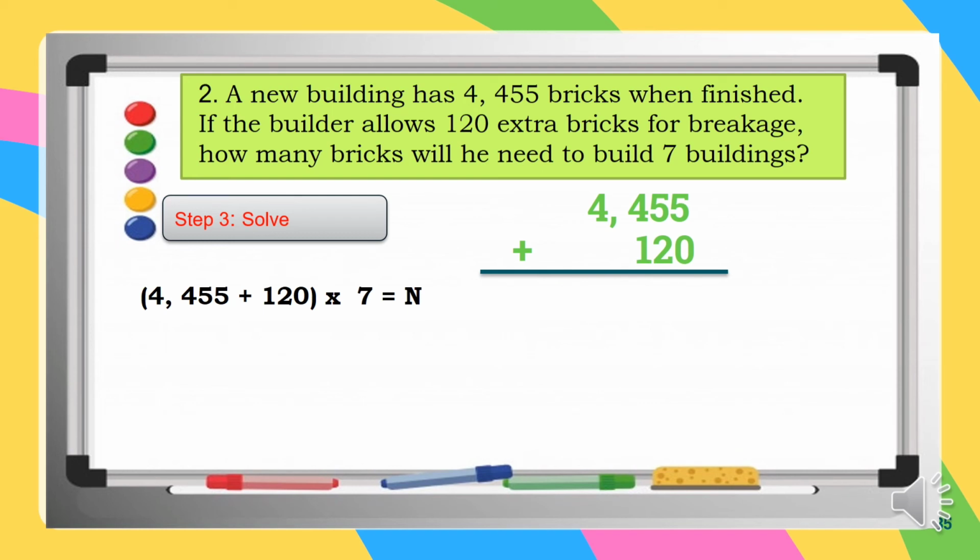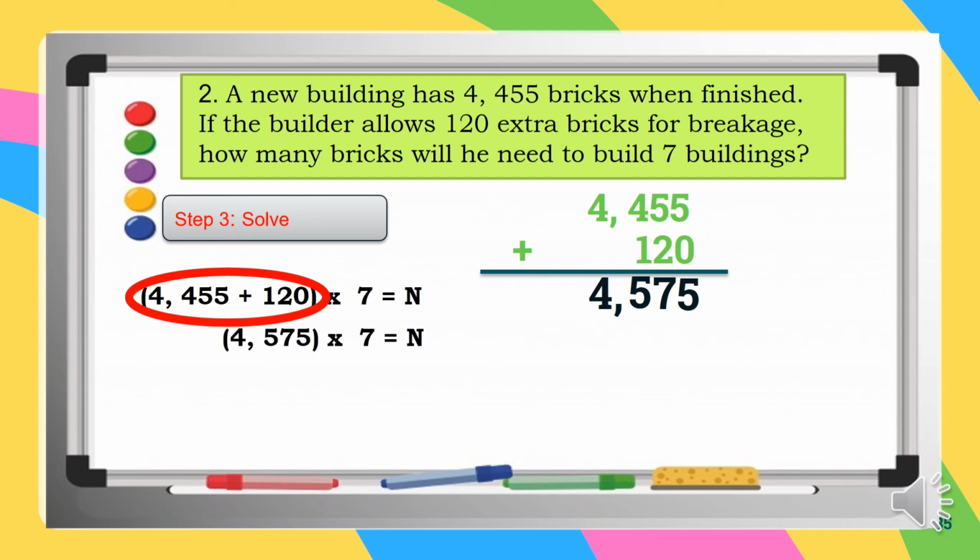4,455 to 120. So 5 plus 0 is equal to 5. 5 plus 2 is equal to 7. 4 plus 1 is equal to 5. Bring down 4. Therefore, 4,455 plus 120 is equal to 4,575. Then, let us multiply 4,575 to 7.